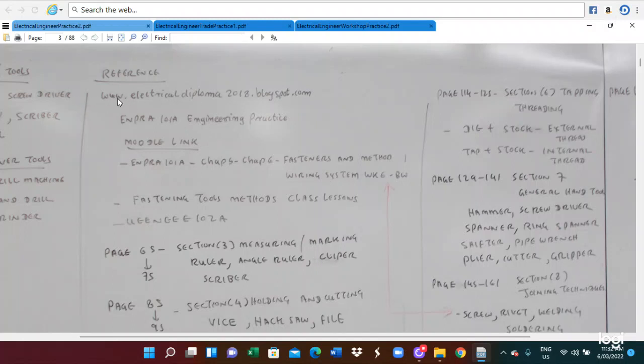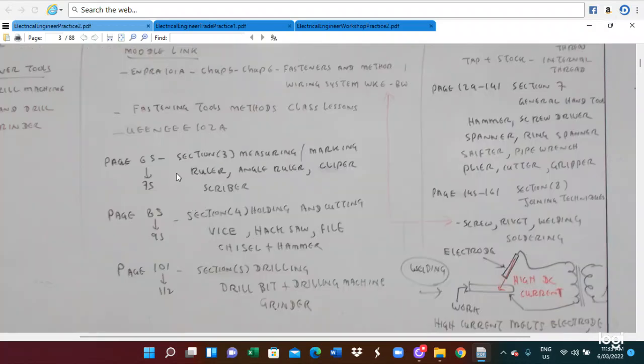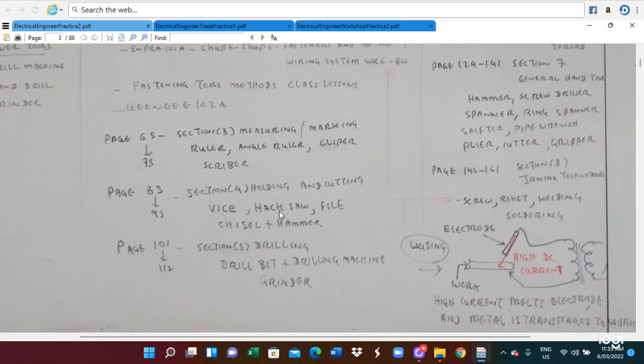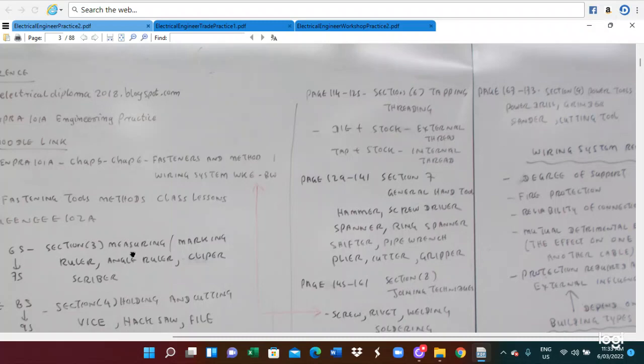The link is here: Electrical Diploma 2018.blogspot.com. And then you have to go to the link EMPI 101A engineering practice. Then you have to see some links. Those links are the contents of the workshop's textbook. So you have to read those topics. In the meantime, page 114 to 125, section 6, tapping and threading.